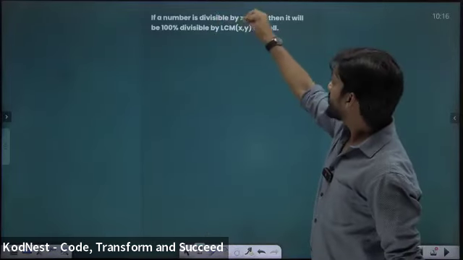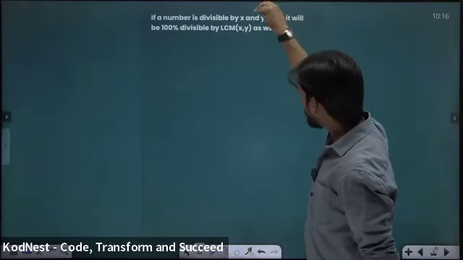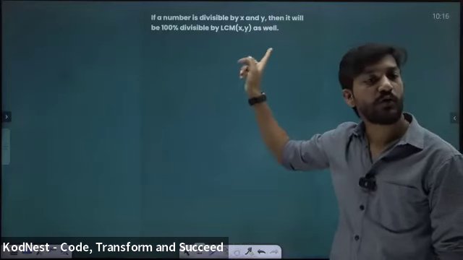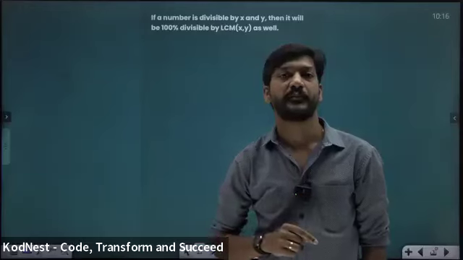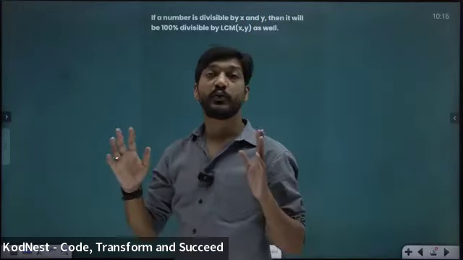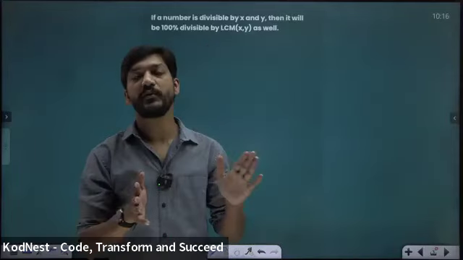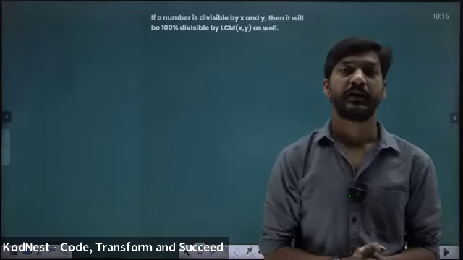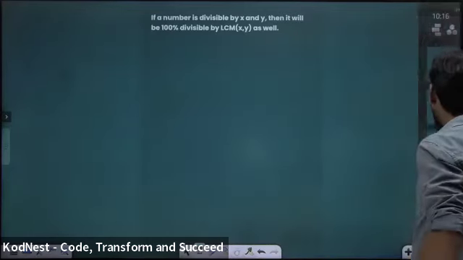If the number is divisible by so many numbers which are present, the number will be divisible by the LCM of all the numbers also. Here I've written two numbers, x and y, but I'm saying if there are 20 numbers also, calculate their LCM, the number will be divisible by the LCM also. What I'm trying to say, let's see with an example.